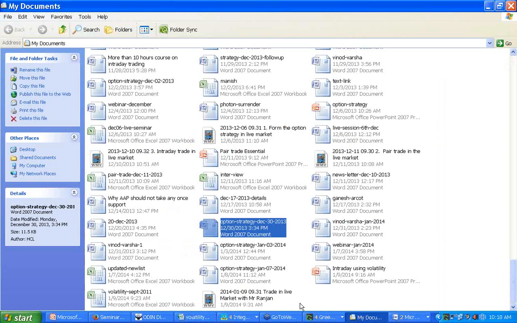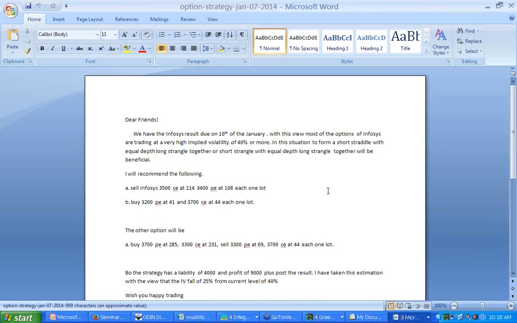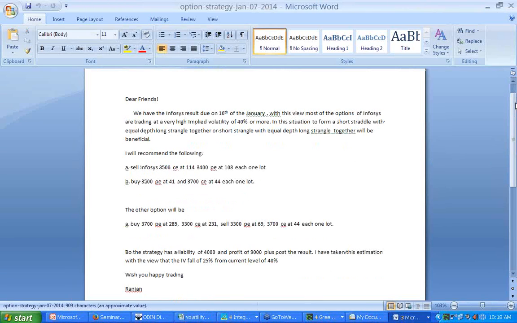Also, we gave one strategy yesterday on the Infosys result. I have given you 2 recommendations here: selling Infosys 3,500 call option and put option, because very high IV is there, and buying the 3,200 put option and 3,700 call option. However, this will take a higher margin, near about some 70,000 margin it can block for you. Tomorrow definitely the IV is going to fall.